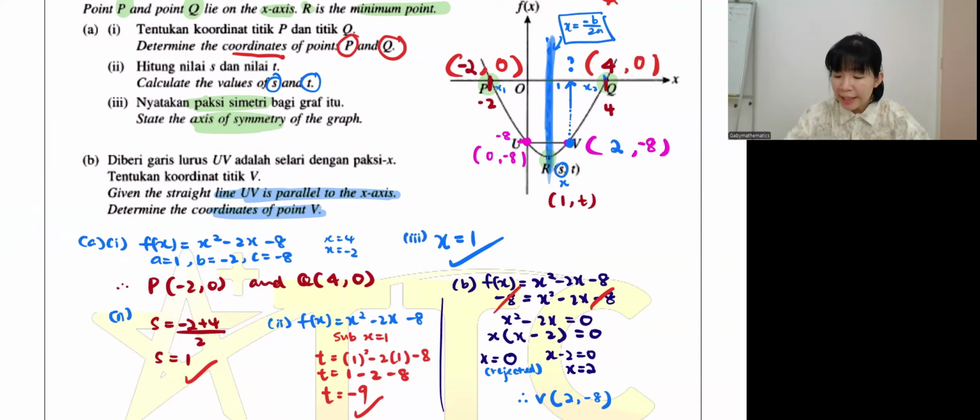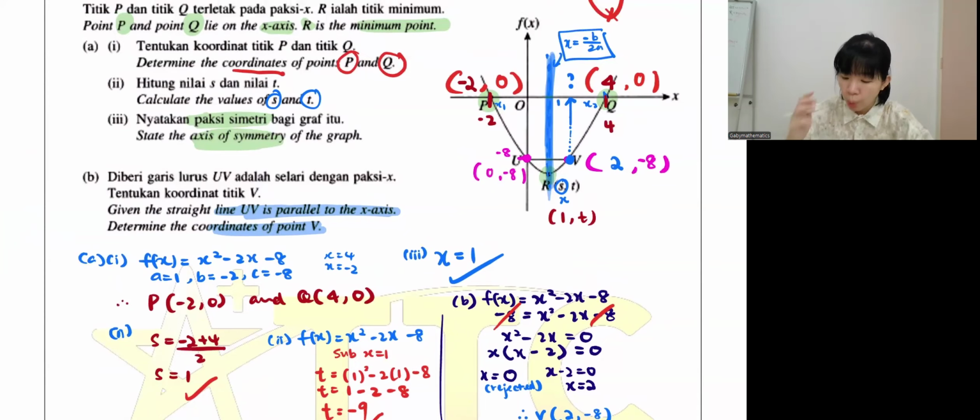When y is negative 8, so just now the y here, we put negative 8. So the x has two answers. One is 0, another one is 2. You know why there are two answers? When y is negative 8, there are 2 points. See, here there are 2 points. So x is 0, so this is 0. Then the other one is 2. So that's why I got two answers. But because v cannot be 0, we want 2. So that's why the 0 is rejected.